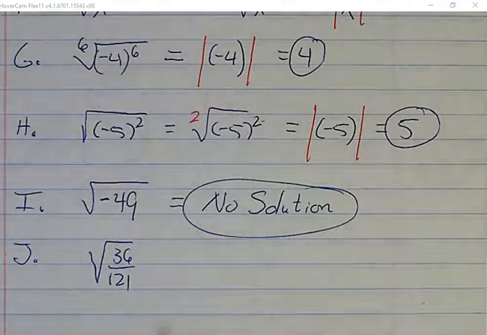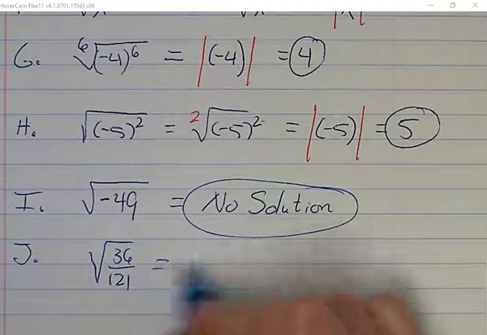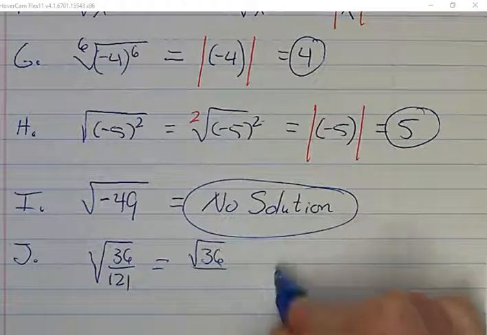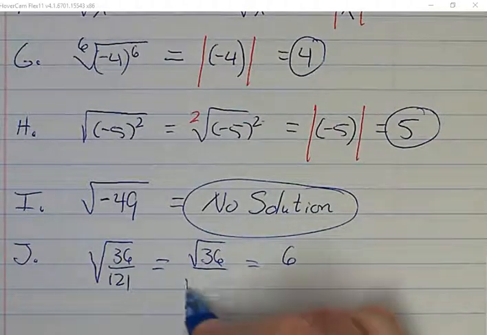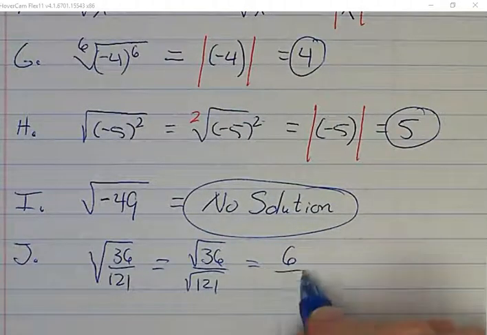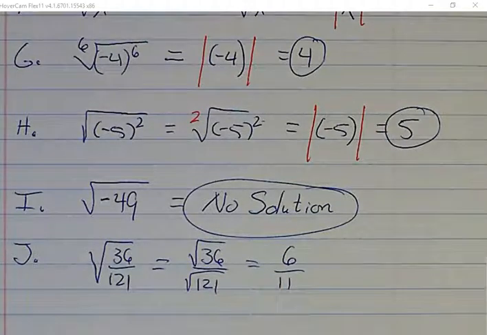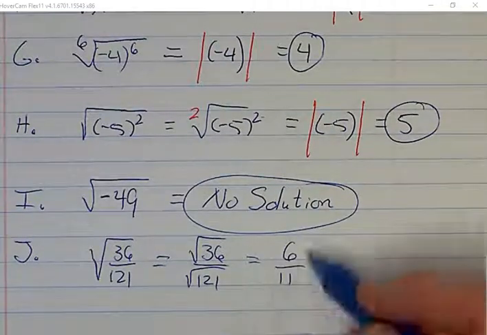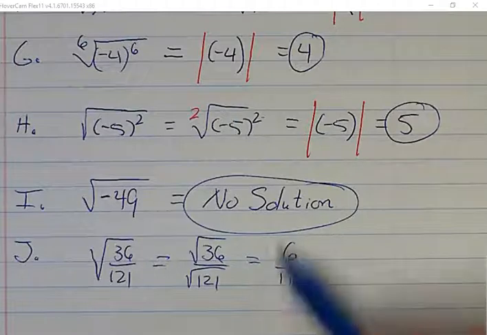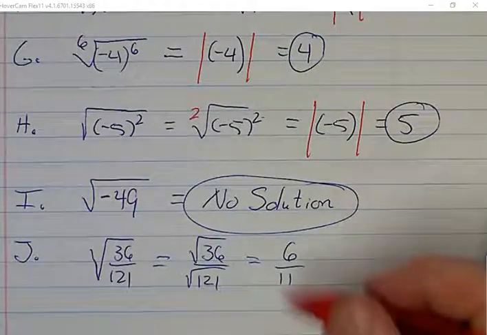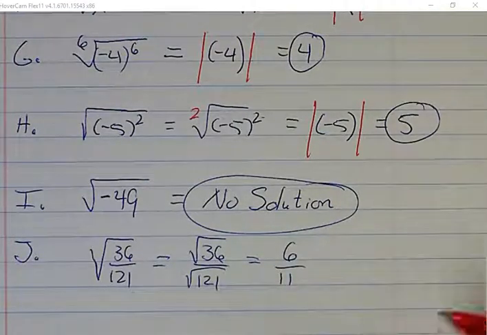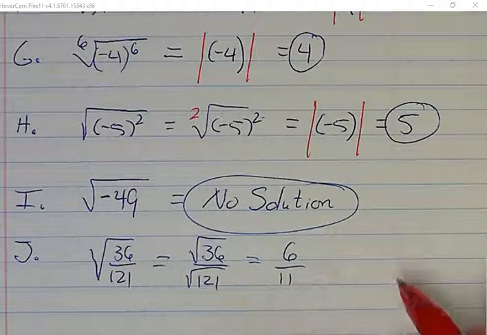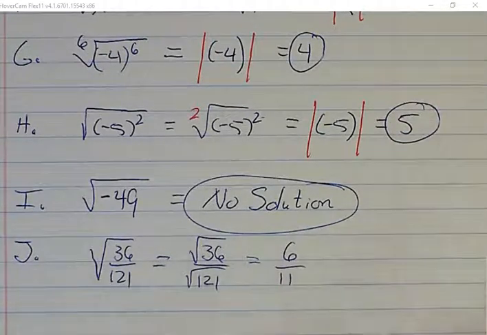Alright, you have square root of 36 over 121. Just do those like 2 separate problems, because the square root of 36 is 6. Square root of 121 is 11. And you may be saying, well, why don't we do it? Technically we're supposed to put the absolute value around the 6 over 11. But what is the absolute value of 6? It's going to be 6, right? What's the absolute value of 11? Just 11.